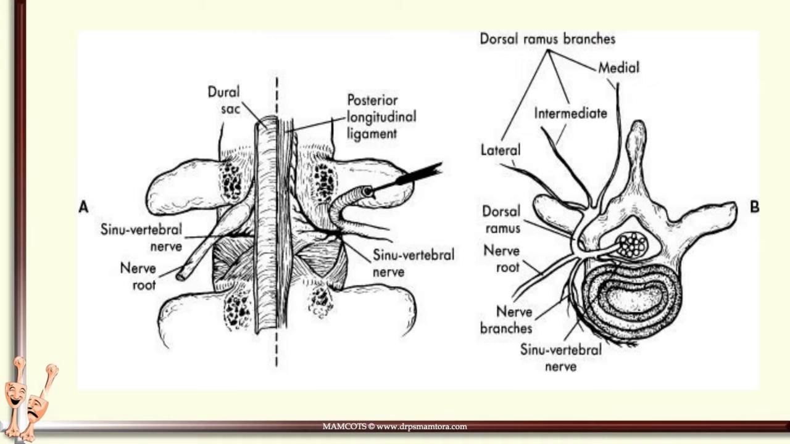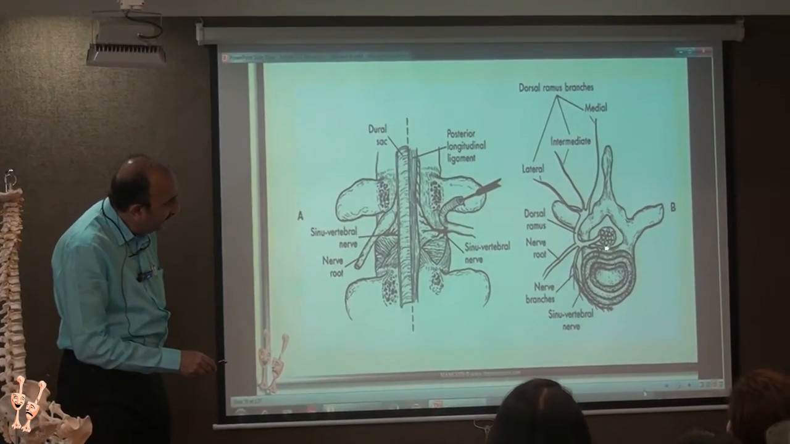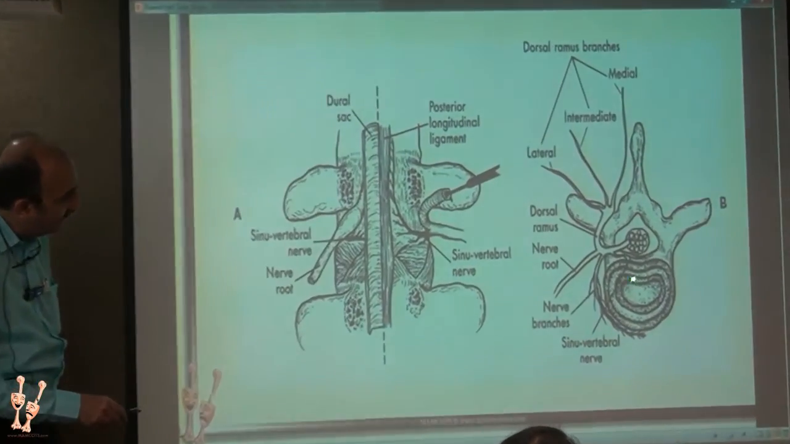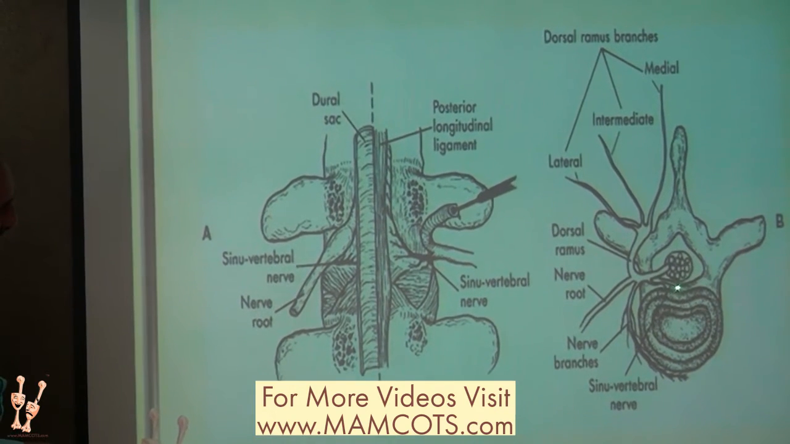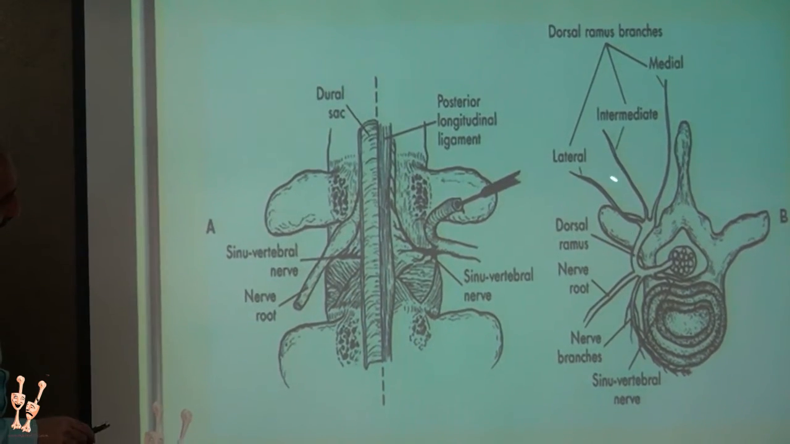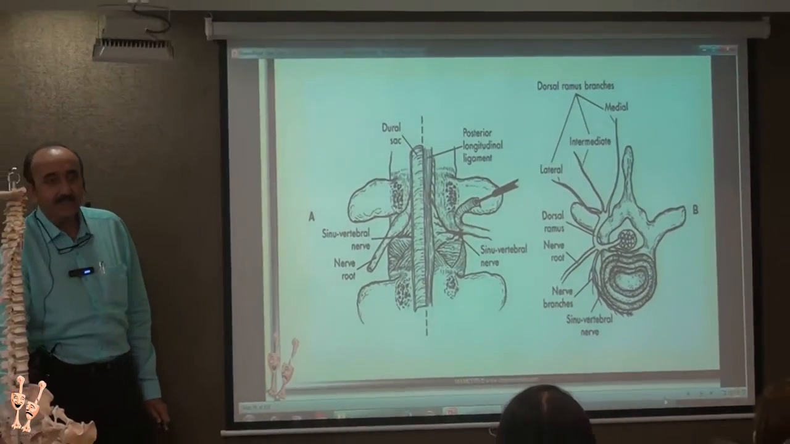So same thing that I was talking about, that sinovertebral nerve. That guy is responsible. So when this gets irritated, then the sinovertebral nerve gets irritated, and because it is coming from the nerve root, the surrounding muscles go into spasm in a reflex arc.